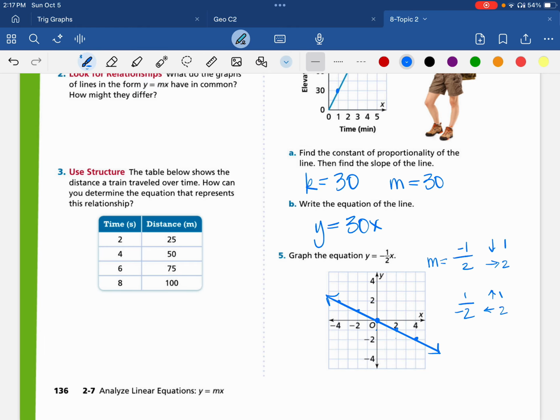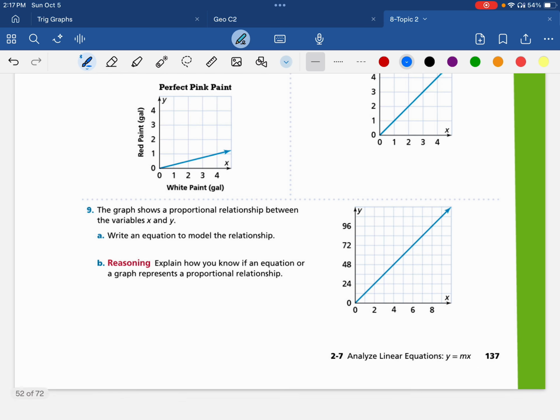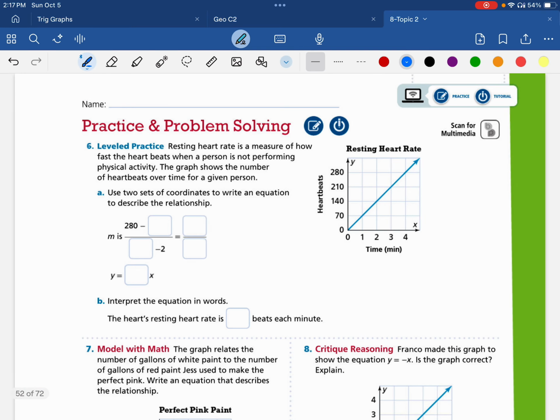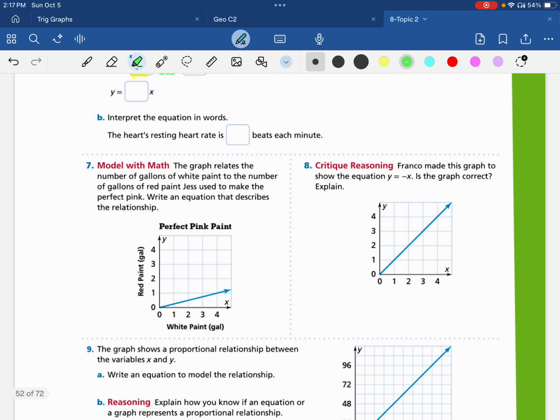If you have successfully done that, well, or unsuccessfully, doesn't really matter. Either way, you're going to do page 137, 6 through 14. Again, on 6, this is just like that first example we did, where they're giving you the points that they want you to use. The 280 is going to go with that x value that you need to find. The 2 is going to go with the y value that you need to find. Plug those in, find your slope, and convert that to your unit rate.